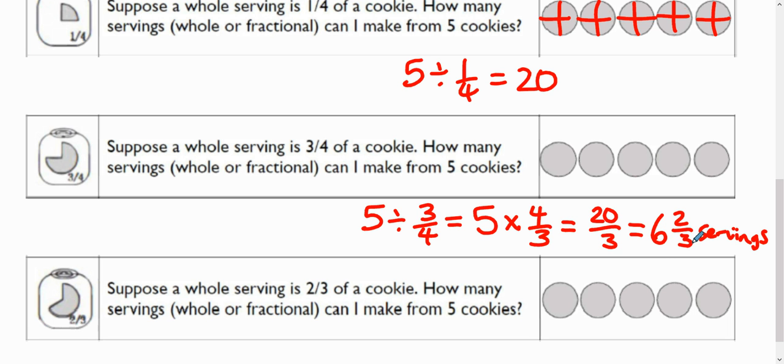Where are 6 2/3 servings? Where are they? Well, that's 1 serving. That's 2 servings. That's 3 servings. But wait a minute. That's 4 servings, right? Quarter of a cookie, quarter of a cookie, quarter of a cookie. That's 3/4 of a cookie. That's 5 servings. That's 6 servings. And that's left over.